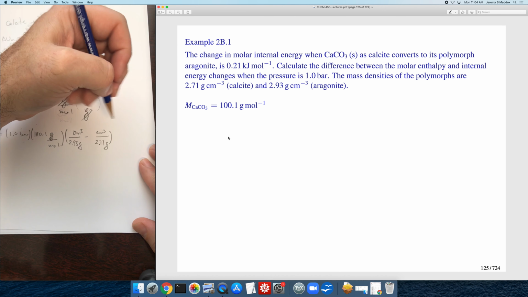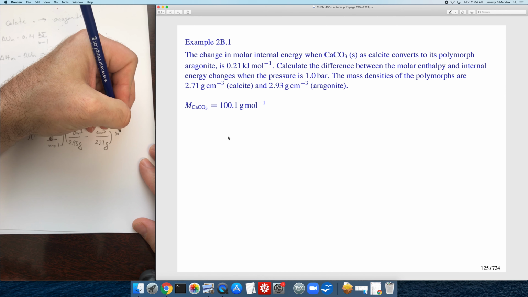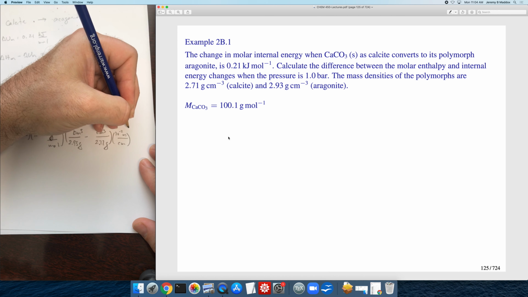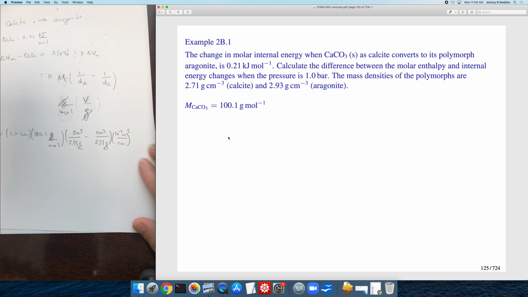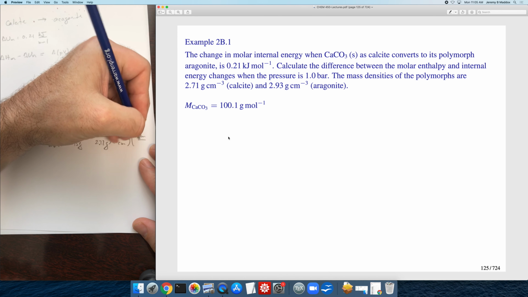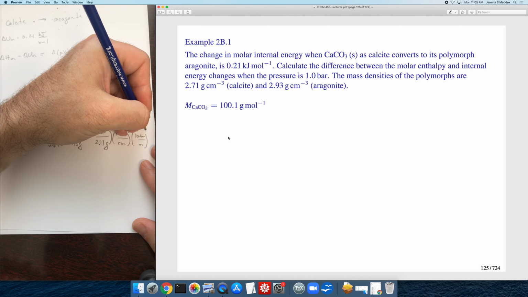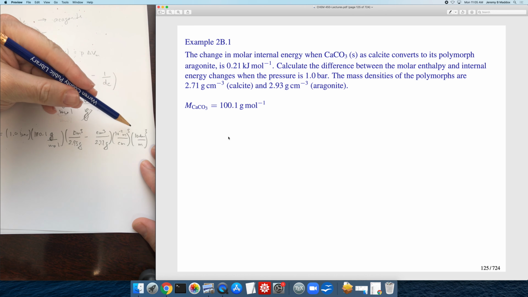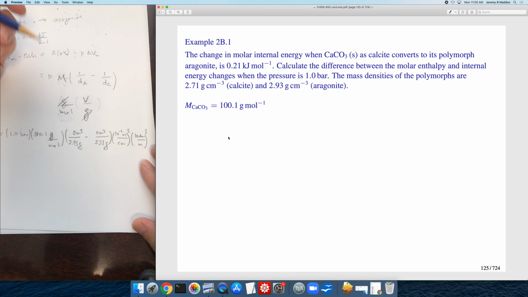And so I'm going to take 10 to the minus 2 meters per centimeter and cube that, and then 10 decimeters per meter, and we need to cube that. Okay, so this is going to give us units of bars times cubic decimeters, which is bar liters, and then we'll convert that to joules. So just do the calculations here.